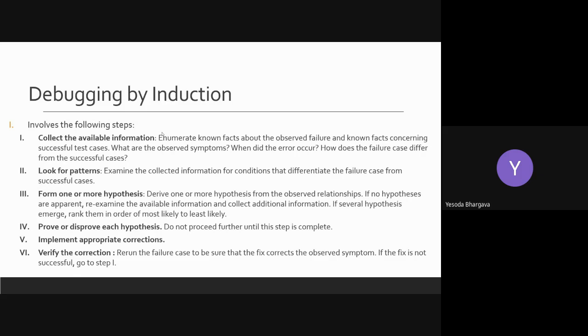Overall, I hope you can appreciate that in debugging by induction you start off in a very general manner. You collect all the information, then you look for patterns and form hypotheses based on the information you have about the observed failure. Then step by step you prove or disprove each hypothesis until you arrive at a point where you are convinced, okay, this is the cause, and then you can go about formulating the correction.